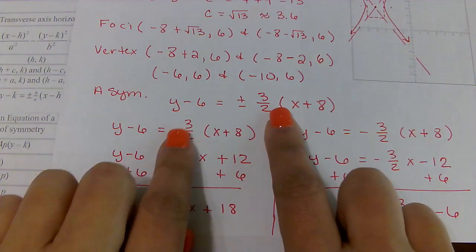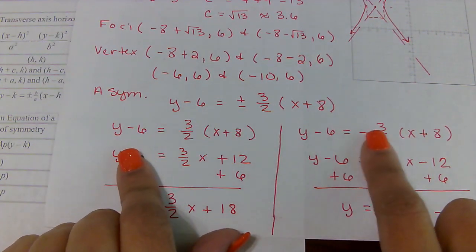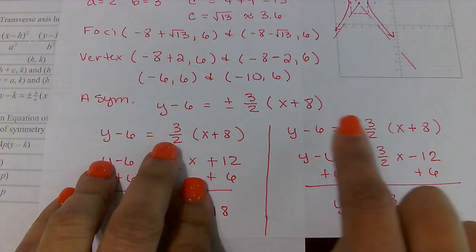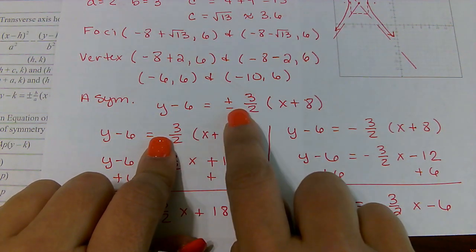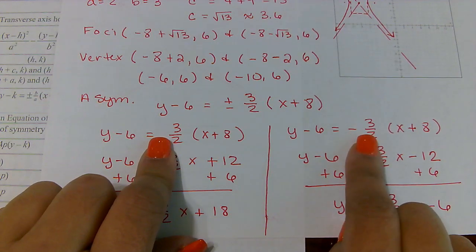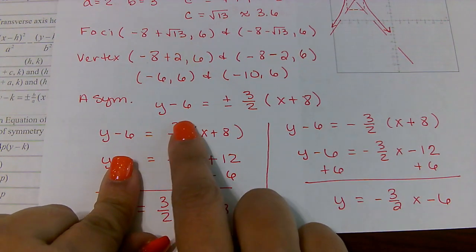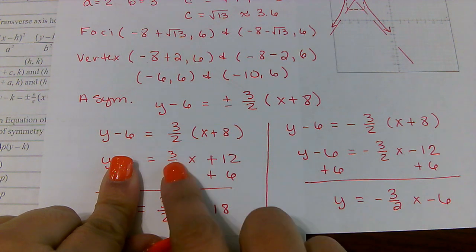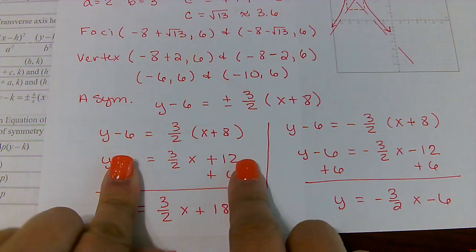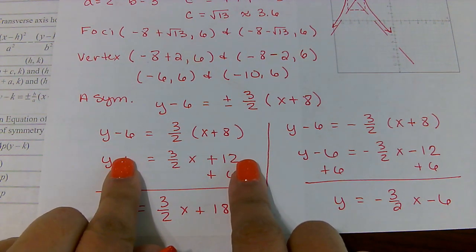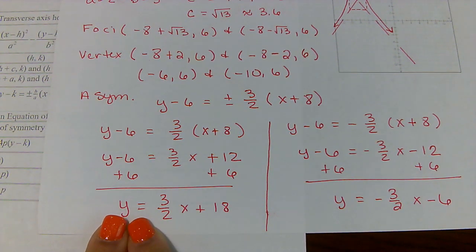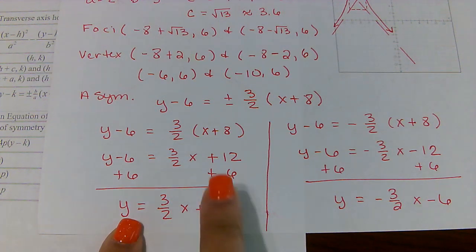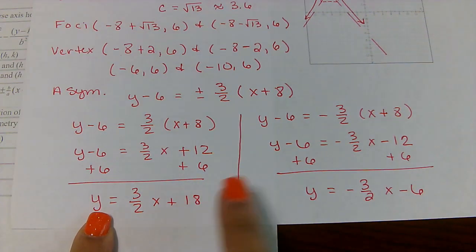Once you get here, completely write this out into two separate equations. Notice that I have a positive 3/2 here and a negative 3/2 here. Go ahead and distribute the 3/2 on the first equation and you should get this equation here. Then add 6 to both sides. You should get y is equal to 3/2 x plus 18. This is our first asymptote.